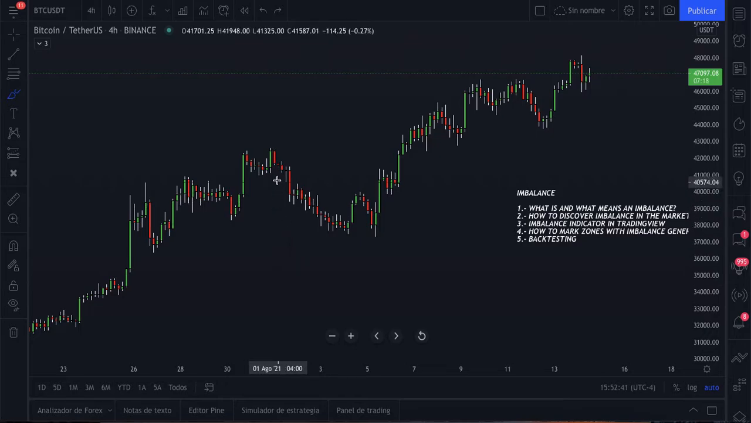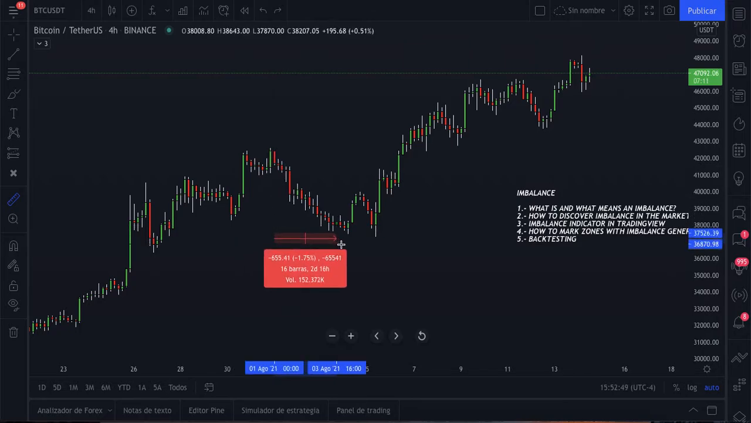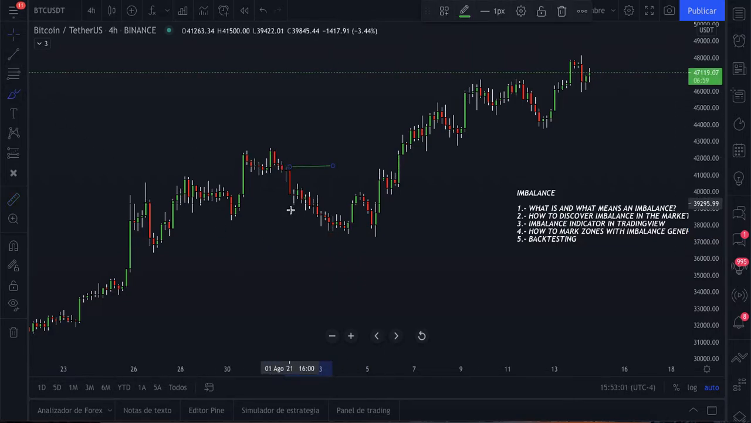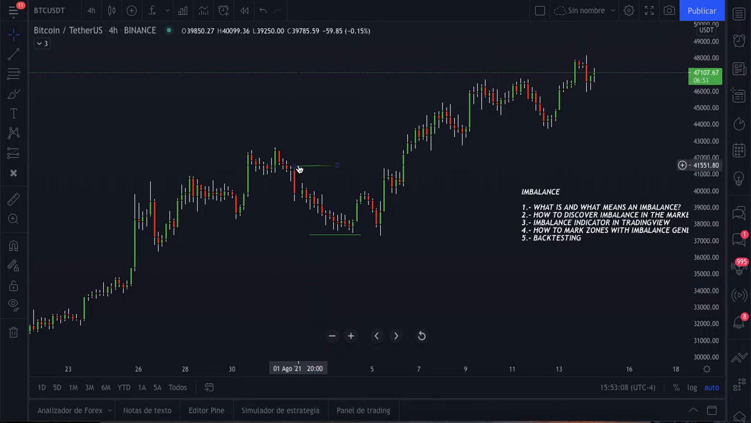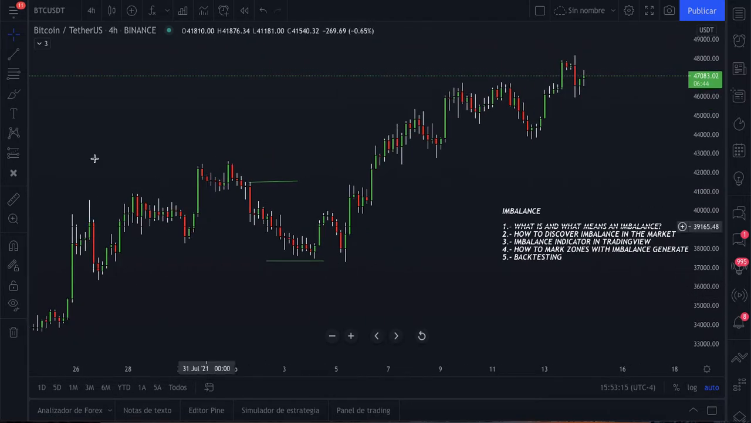So for example, let's make this. Starting from this candle until this one, here we have 3 days and 4 hours that the price moved from here to here, on this range, right? So it was 3 days and 4 hours moving between 41.5 and 37.2. And look what happened next.